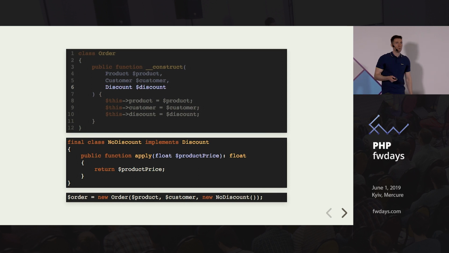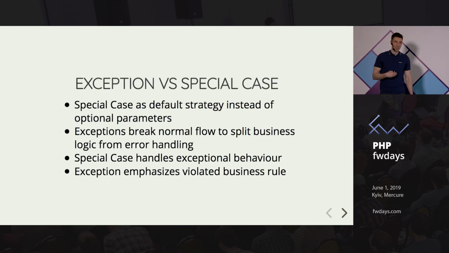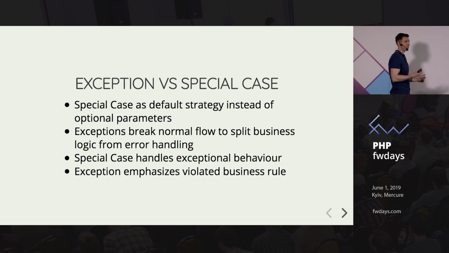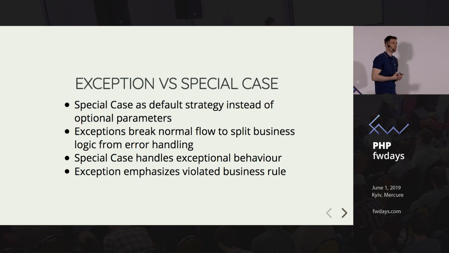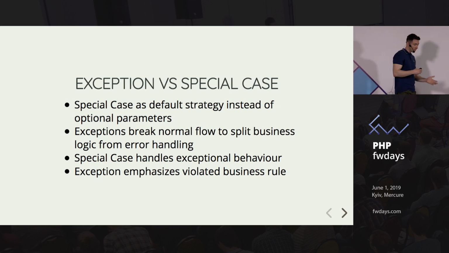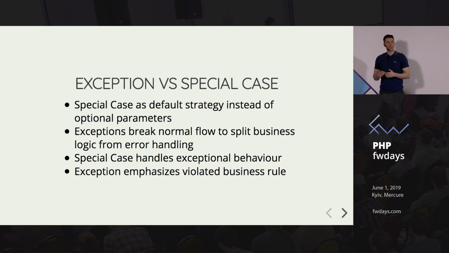So now someone may be wondering whether you should use, as an alternative to dealing with nulls, an exception or a special case. Well, special case can remedy most of the exceptional conditions, as we've seen, because special case actually encapsulates exceptional behavior. So in that example that we've just seen, special case over optional parameters all day long, right? That's where special case really shines, for those default strategies in your code. On the other hand, exceptions, when we throw them, do break the normal flow of our application, but sometimes we do not want to interrupt that flow.